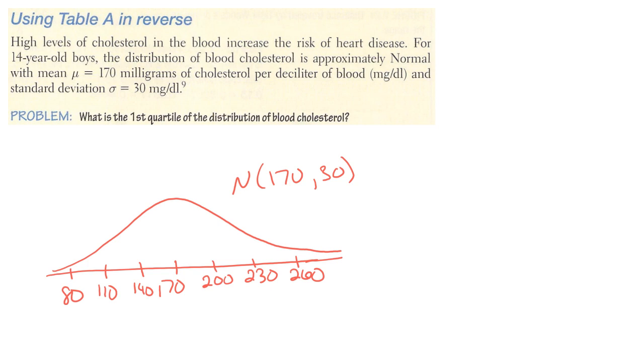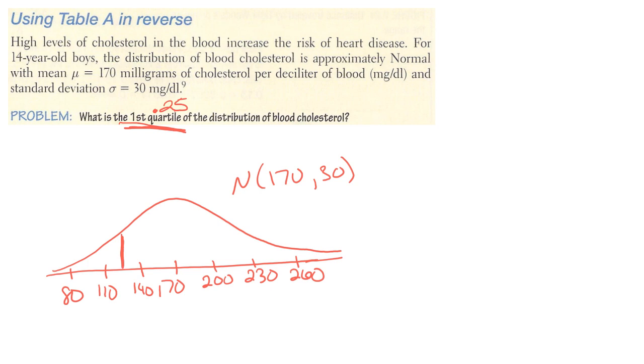Okay, so for this problem, it's talking about cholesterol in 14-year-old boys. It told me that it was normally distributed, and it gave me my mean and my standard deviation. So the first thing I'm always going to do is draw that curve, and label it. And now my question is asking me the first quartile of the distribution of blood cholesterol. So basically what I need to remember is that my first quartile is going to land at 25%.